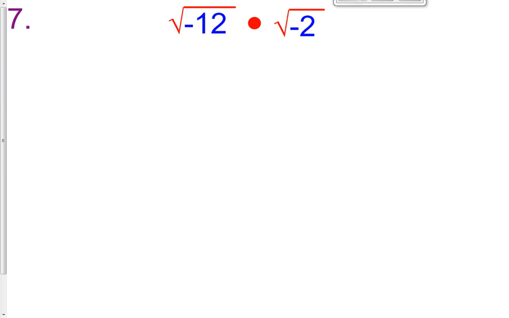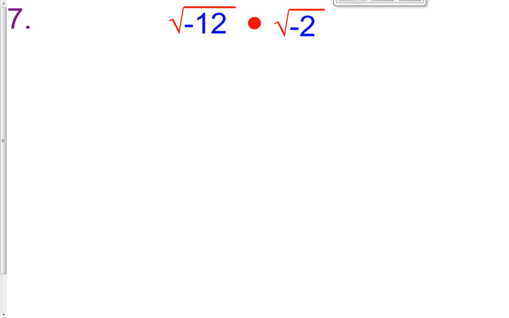Problem number 7. Let me warn you about something. In previous lessons, what we've done here is we've multiplied the radicals by each other. So you'd get the square root of 24, and then you'd break that down. You can't do that in this lesson, and the reason for that is because we have negative numbers underneath our radical, so these are imaginary answers. So you cannot multiply the two radicals together right away. You have to simplify them first.